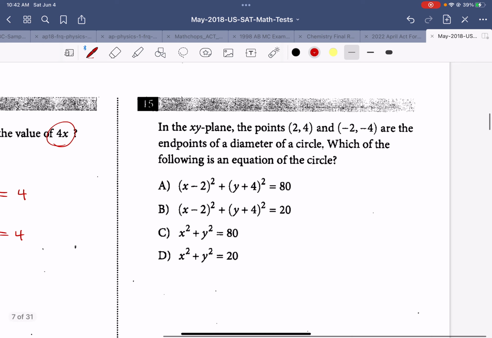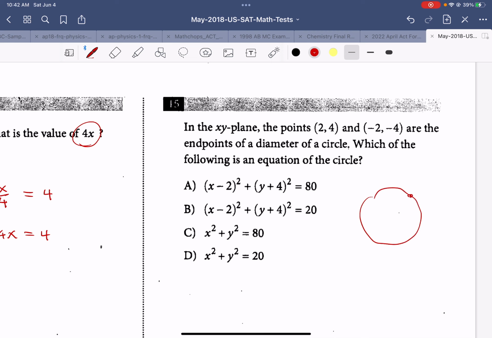Number 15, in the xy plane, they give you 2 points. Those are the endpoints of the diameter. So if you think about it, there's a circle, and they gave you 2 points like this, right? So the center is basically the midpoint, because those are the endpoints of the diameter. So your center is, by the midpoint formula, x1 plus x2 over 2, y1 plus y2 over 2. That's the midpoint formula. I want you to remember that.